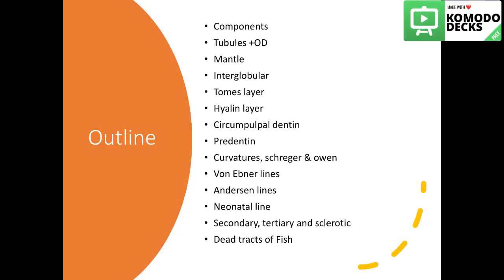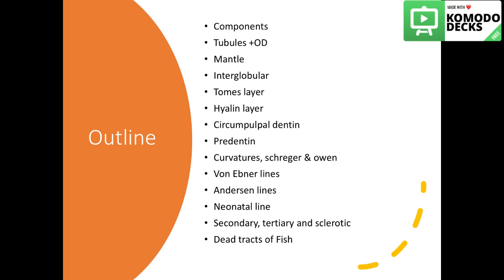We will take a look at all the histological features and components we talked about in the theoretical lecture. So we are going to discuss and see the dentinal tubules, the odontoblastic processes inside of them and other components of the dentinal tubules, the mantle dentin, the interglobular dentin, Tomes layer, hyaline layer, the circumpulpal dentin, the predentin, the primary and secondary curvatures of odontoblastic tubules, and the lines related to them.